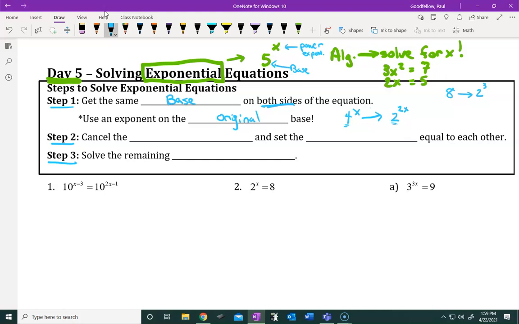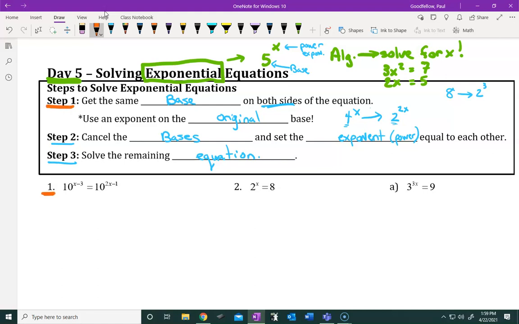Now, if you can get the two bases to match, step 2 says cancel the bases and set the exponent, or power part, equal to each other, and then solve the remaining equation. Now, I'm going to make this a lot easier than that fill-in-the-blank kind of stuff, because nobody ever talks like that. Let's talk about what this really means. So it says, step 1, get the same base.